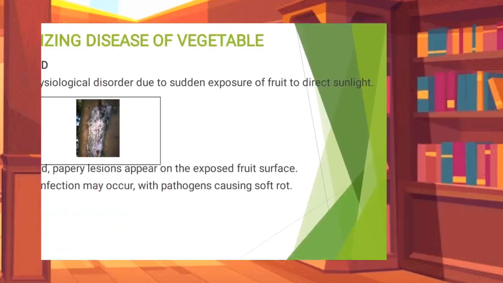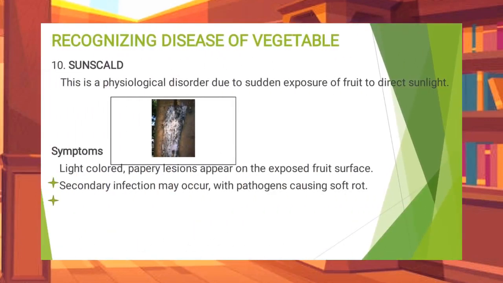So number 10, sun scald. So this is a physiological disorder due to sudden exposure of fruit to direct sunlight. So symptoms niya, light-colored papery lesions appear on the exposed fruit surface. Secondary infection may occur with pathogens causing soft rot. So as example, tawa lang ninyo.